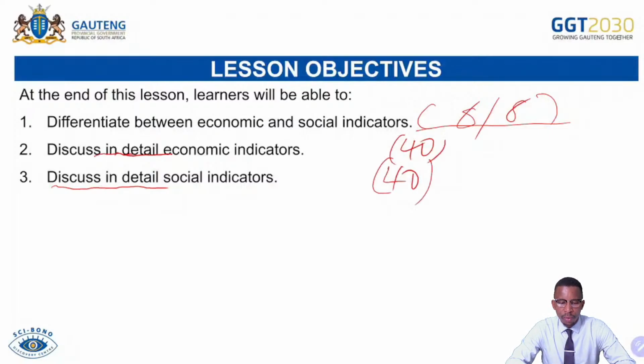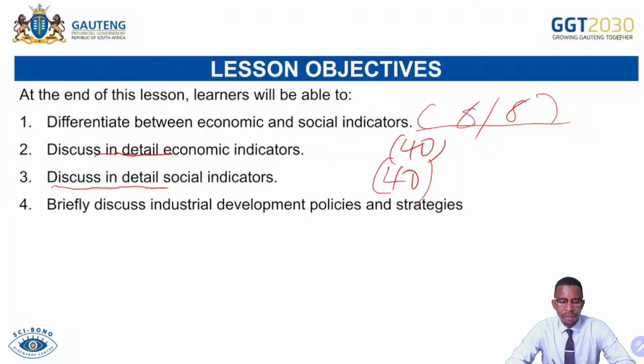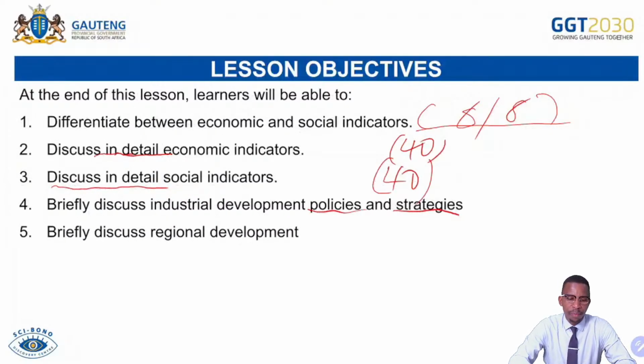And then also, you will be able to briefly discuss industrial development policies and strategies. These are 2 things: policies and strategies under industrial development. Two policies, 2 strategies. The lesson will equip you to be able to discuss them. Also, briefly discuss regional development. After this lesson, we will be able to discuss in brief the regional development with its aims or objectives.